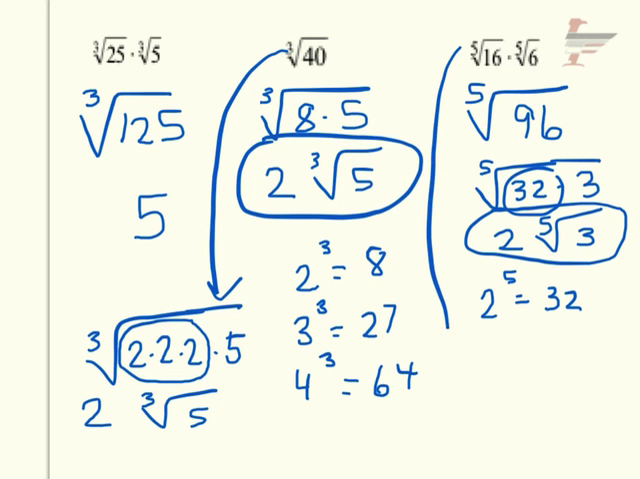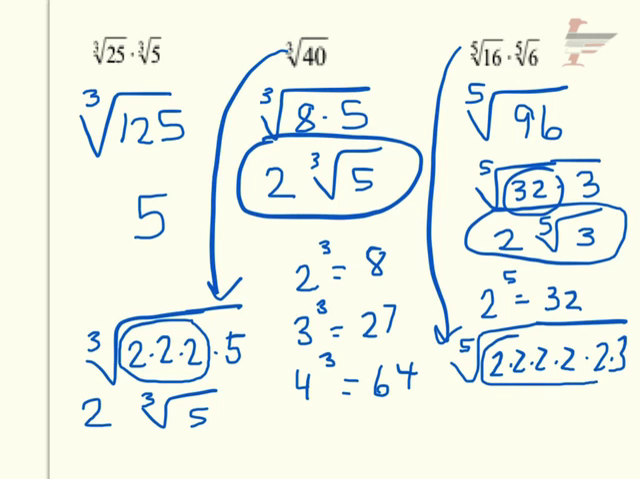If you prefer to break things down, you could break that down to the fifth root of 16 is 2 times 2 times 2 times 2, and 6 is 2 times 3, and then you see that there are 5 2's, so those 5 2's come out, and then you've got 2 times the fifth root of 3.